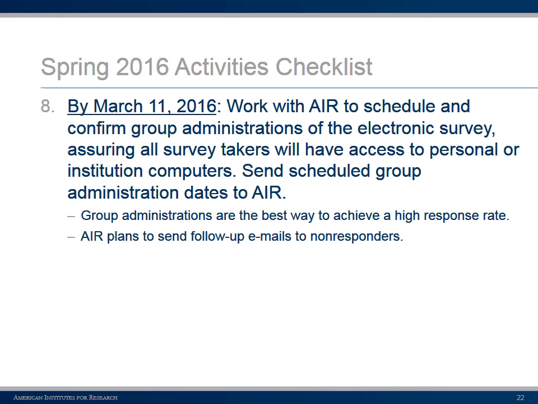Checklist item 8 is really about getting those group administrations of the electronic survey that we've been referencing scheduled. So we're asking that you do that by March 11th and then confirm back to us the dates that you've been able to set up. So a group administration for something like an online course could be just a specific time that everyone is virtually coming together to complete the survey, or it could be in a school district, an actual physical event that everyone is coming to one space, like a computer lab, and completing the survey together.